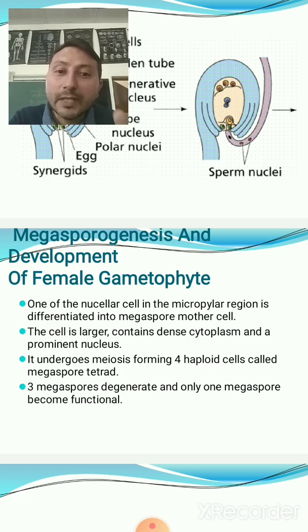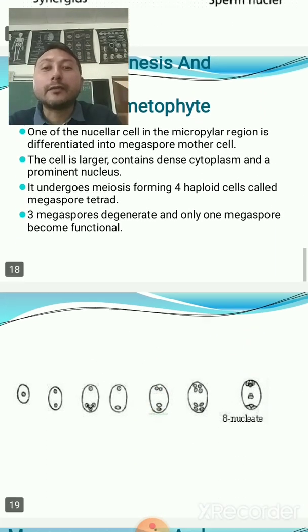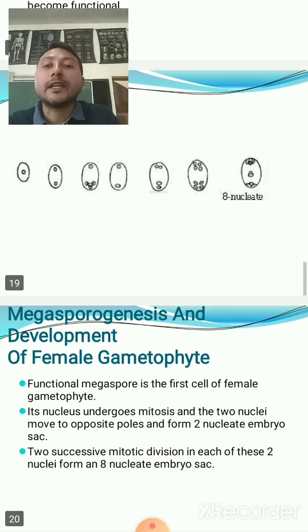The nucellus region, the micropylar region, is differentiated into the megaspore mother cell. This megaspore mother cell undergoes meiosis. It forms 4 haploid cells called the megaspore tetrad. 3 megaspores out of them will degenerate and 1 megaspore becomes functional, and it will divide and redivide to form the 8-nucleate stage.